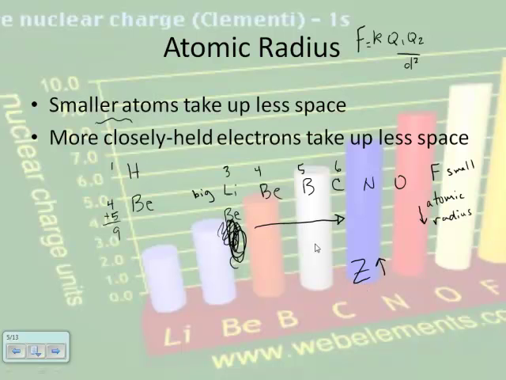because lithium can only pull with 3 protons, and fluorine has 9 protons to pull with, so it pulls the electrons in a lot closer. It's hard to compare one on top of the other. Hydrogen is higher up and beryllium's farther down, so those are harder to compare. But going straight across, we always know that the ones with a higher nuclear charge are going to have a smaller radius.